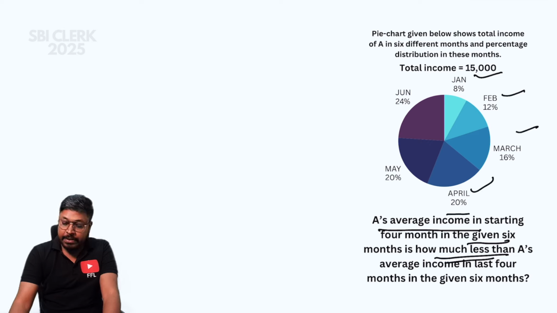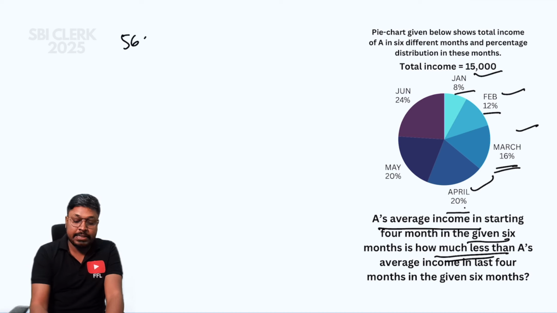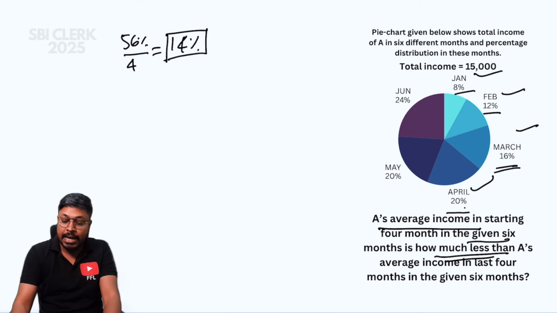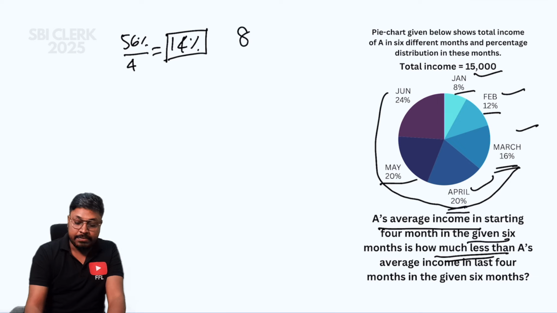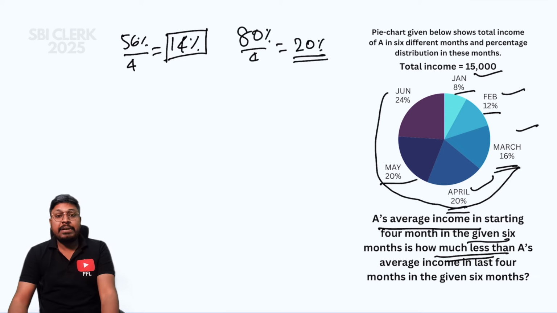So 20, this will be another 20, 40. So this will be 40 plus 16. So 20, 20, 40, 56. So 56 percentage divided by 4. So 14 percentage. So 14 percentage is the average for the first 4 months. Last 4 months: 20, 40, 60, 80 percentage divided by 4. 20 percentage. So 20 percentage is the average income for the last 4 months and 14 will be the average income for the first 4 months.